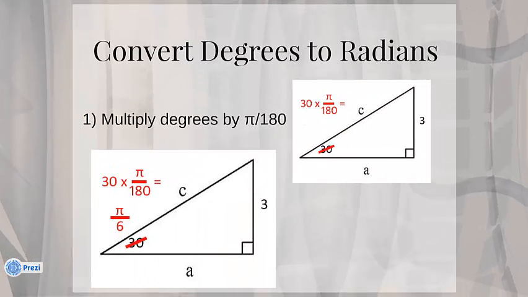When we multiply 30 by pi and divide by 180, we can get rid of the 30 and reduce the 180, and are left with pi over 6. Got it? Good. Let's move on.